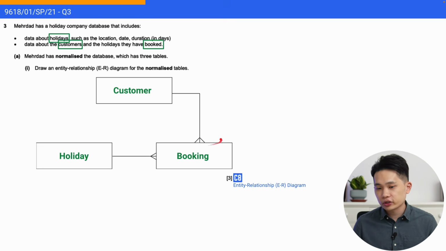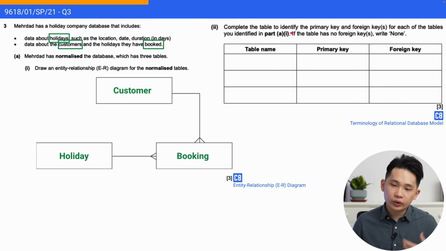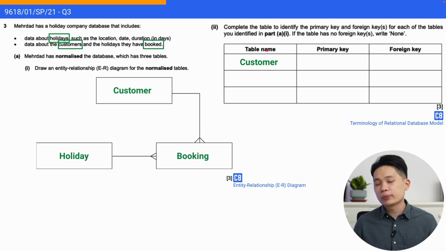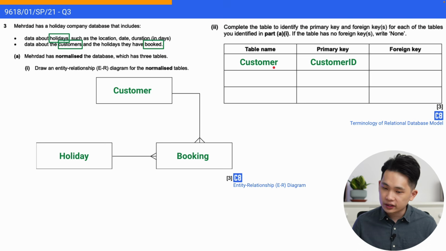And then the next question is: complete the table to identify the primary key and foreign key for each of the tables you identify in part A(i). If the table has no foreign key, write none. So let's start with this customer table. What would be the primary key for the customer table? It will be just customer ID. And does it have any foreign key? The foreign key will be none, since it only has a one-to-many relationship to the booking table.